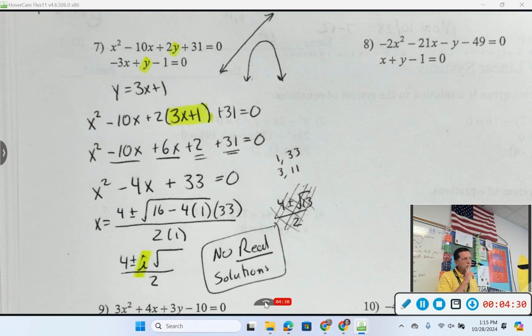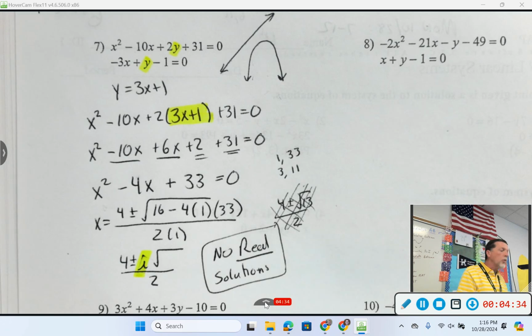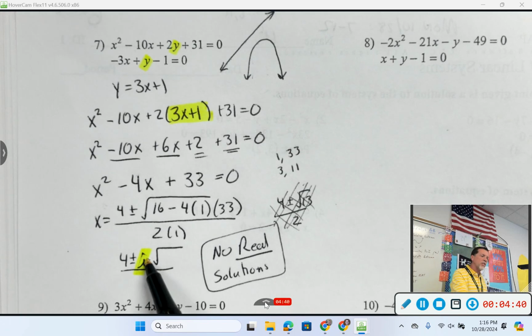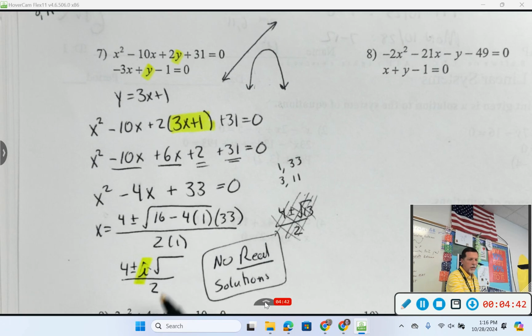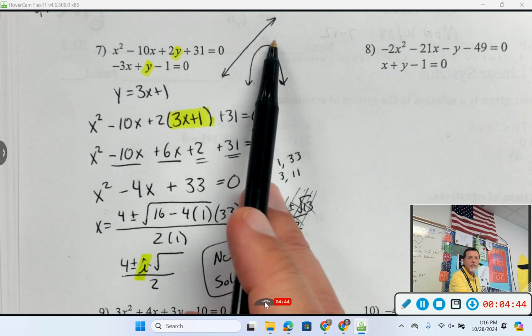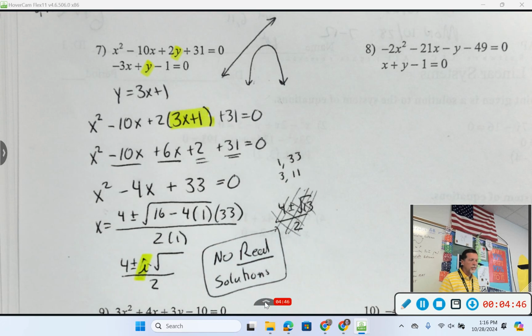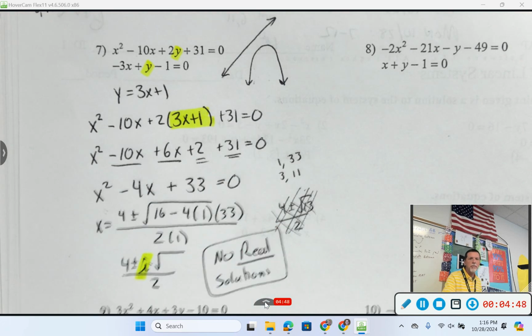So there's only no real solutions because, in this case, you can't put it on the graph? Correct. You could say there's 2 solutions to that problem, but they are imaginary solutions. And so the graph would look something like this. So there's no intersection. There's no real solutions.